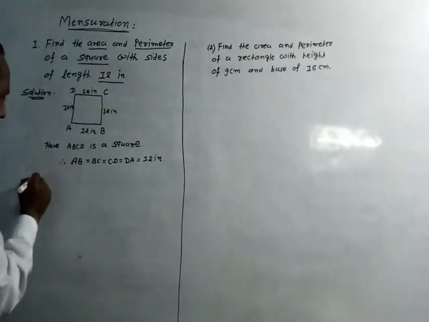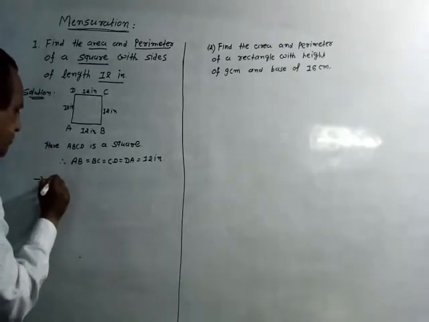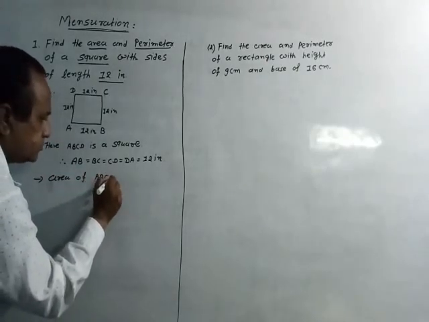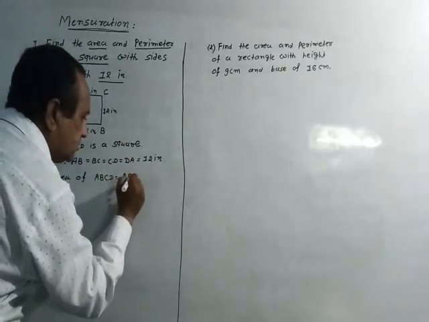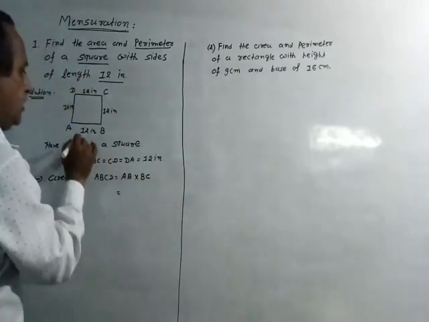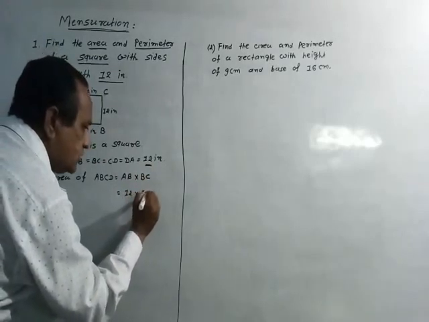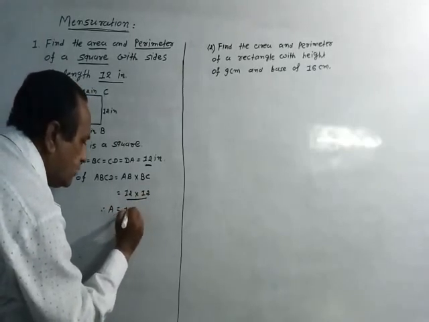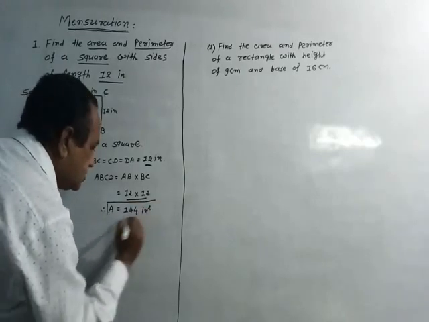Now first find the area of ABCD. Area of a square is AB multiplied by BC. The value of AB is 12 inch, the value of BC is 12 inch. So the area of ABCD is 12 multiplied by 12, that is 144 inch square.